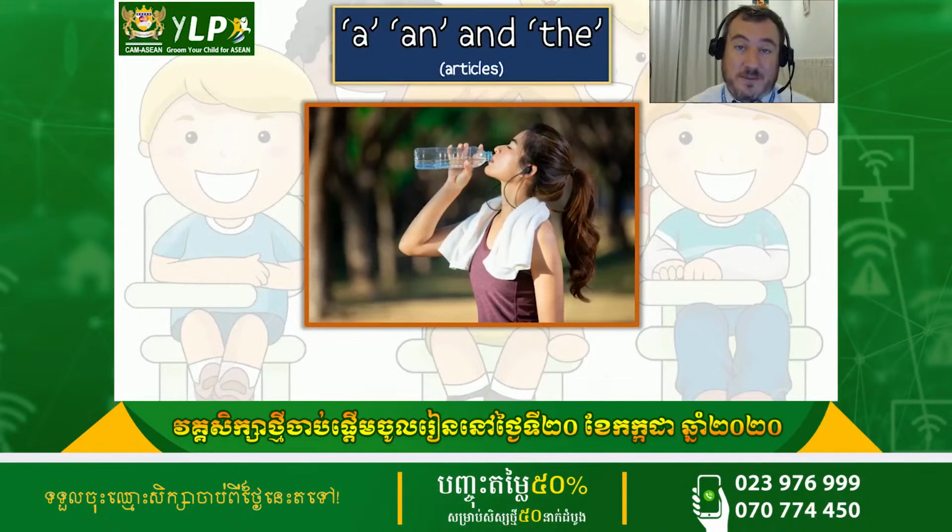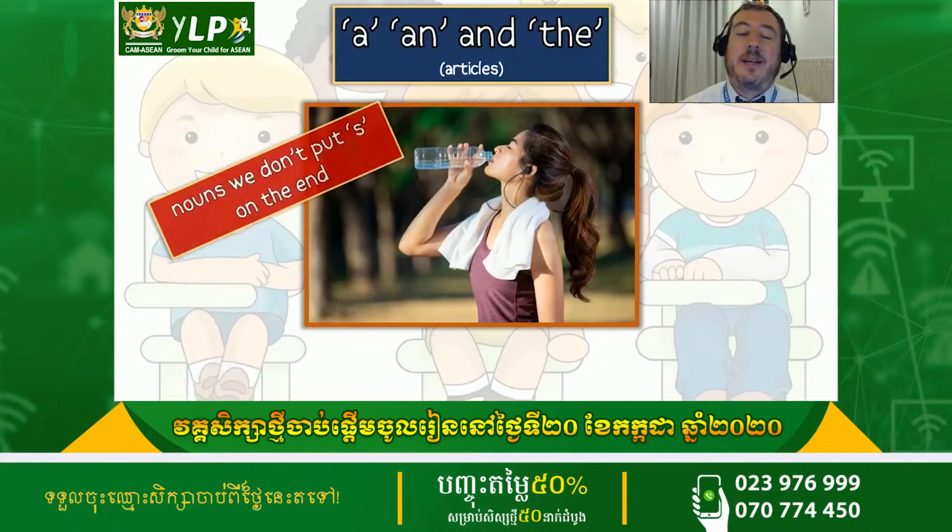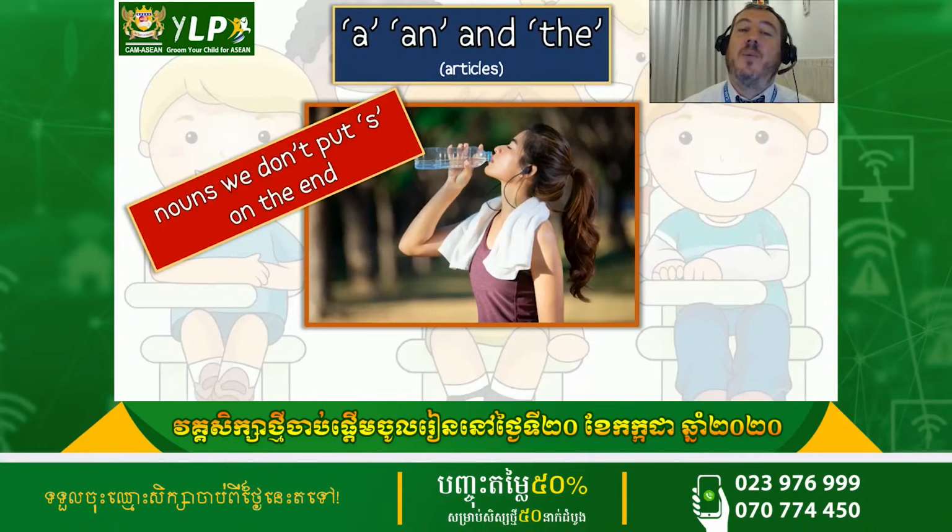For example, water. Water, we don't often say "the water". We can say "the bottle of water", because a bottle is counted. 1 bottle, 2 bottles, 3 bottles. But just water on its own, we say is uncountable. And we know it's uncountable because we can't put an S on the end to mean more than 1 water.